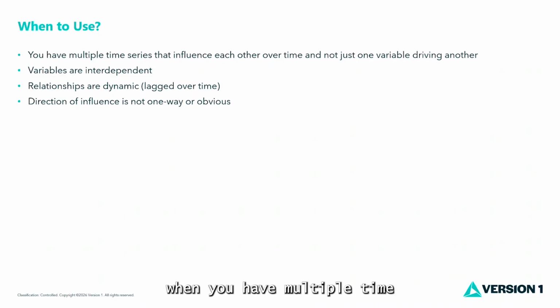So when would you use a vector autoregressive model? Well, you use it when you have multiple time series that influence each other over time, and it's not just one variable influencing another. Variables are interdependent, relationships are dynamic, lagged over time, and the direction of influence is not one way or obvious.